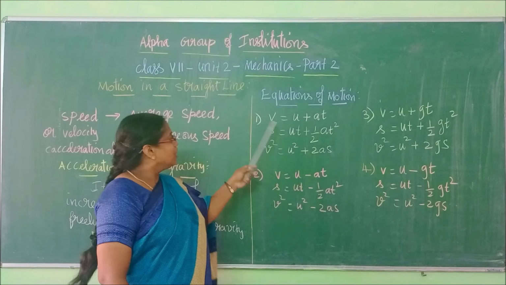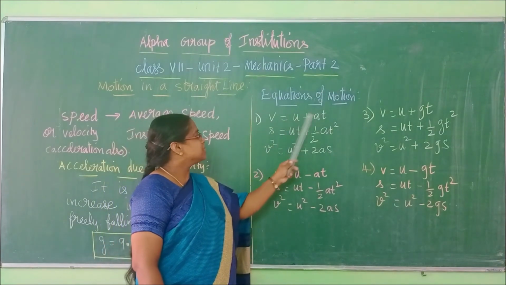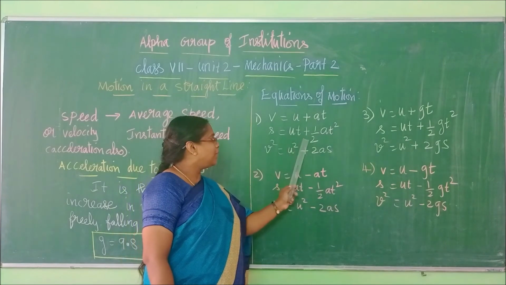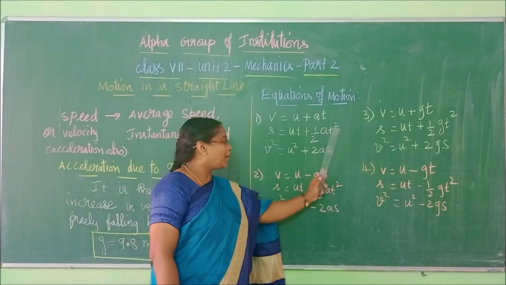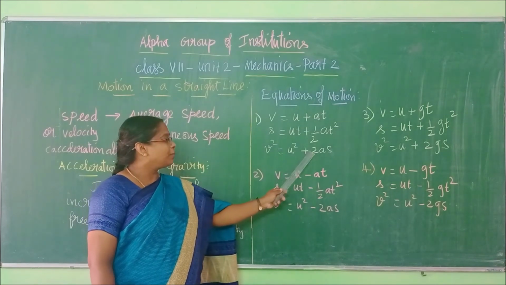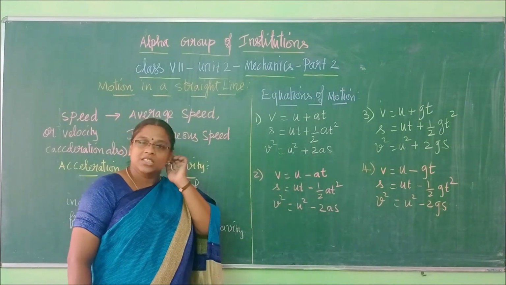First listen. V is equal to U plus AT. S is equal to UT plus half AT square. V square is equal to U square plus 2AS.